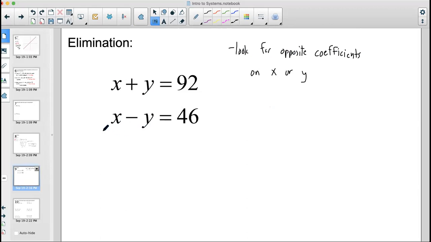One's positive, one's negative. And what I can do then is I can add the equations together. This is a little bit funky, but you may have seen this before when you learned this the first time. I can add everything. If this is equal to this, and that's equal to this, then when I add them together, the two sides must add up to the same thing. So I get X plus X, which is 2X. And I get Y plus a negative Y, which is basically Y minus Y, which is 0. So it's plus 0. And then I add 92 and 46, and I get 138. 2X is 138. Divide both sides by 2.